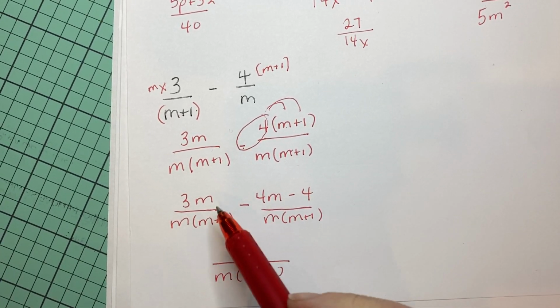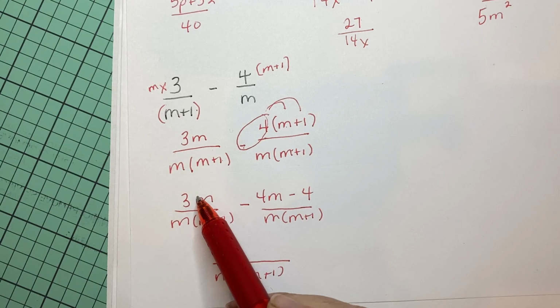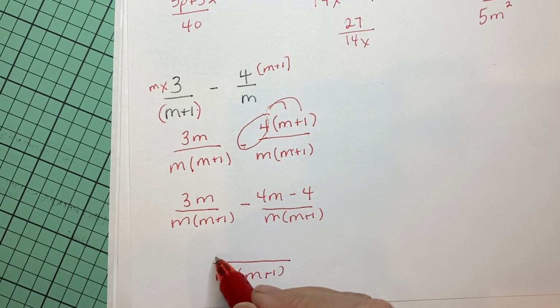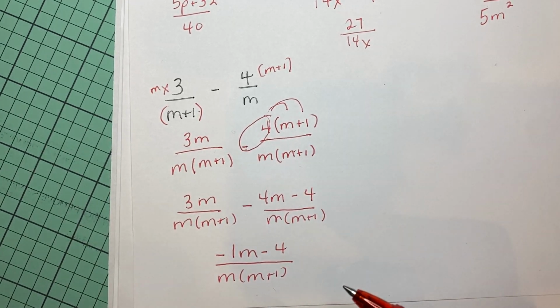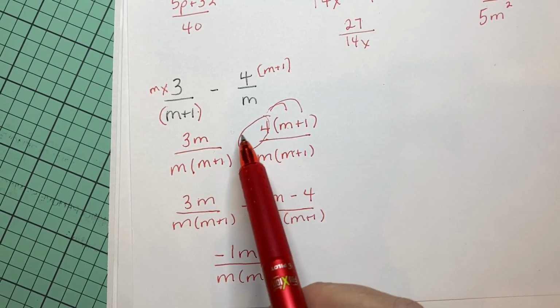And we combine like terms on the top. Do you see here we have 3m minus 4m is a negative 1m. And that minus 4 just comes down. And that's your answer. So just be careful.